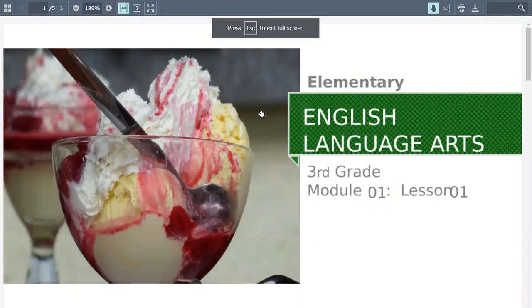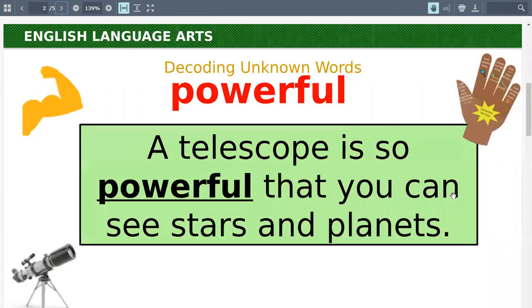I will be teaching a lesson in ELA, and this is Module 1 for ELA. This is with understanding and decoding unknown words. So let's begin, shall we? We have our word for the day, which is powerful.